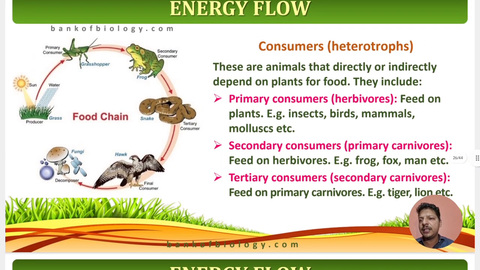Here the food chain is given, as you can see. It starts with the producer, with sunlight and water there, then the primary consumer, grasshopper, the secondary consumer, frog, snake is the tertiary consumer, and finally the hawk. Okay, then coming to decomposers.